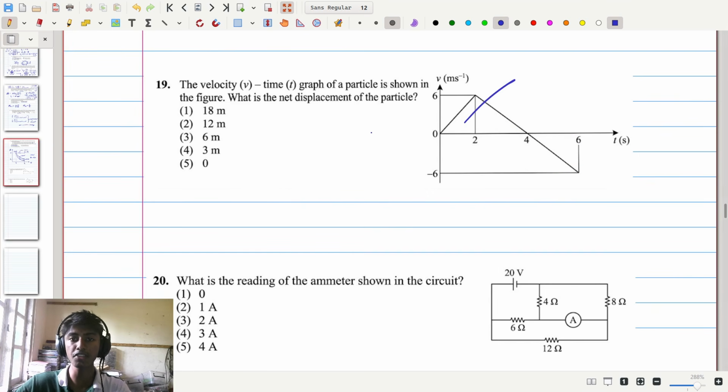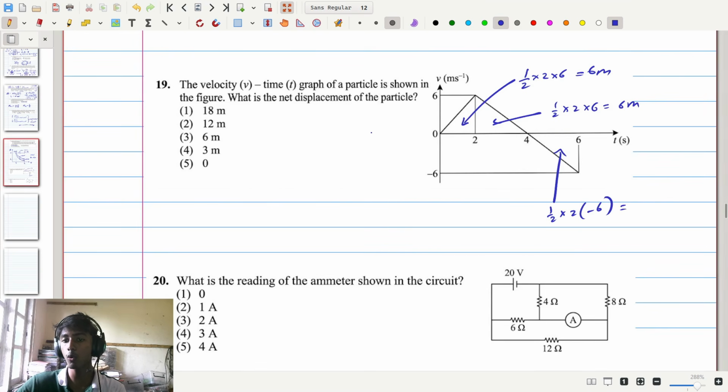Now considering that the first area here is a triangle with base of 2 and height of 6, that is equal to half into base into height, or half into 2 into 6, or 6 meters. The next area is again a triangle with height of 6 and base length of 2, and therefore it's also going to have half into base into height, or half into 2 into 6, or 6 meters of area under it. Now the last triangle is again base 2, height 6, but is negative 6, so the area here is equal to half into 2 into negative 6, or negative 6 meters. Adding these together, the negative 6 and 6 cancel, leaving us with only 6, and therefore the answer here is answer number 3, 6 meters.